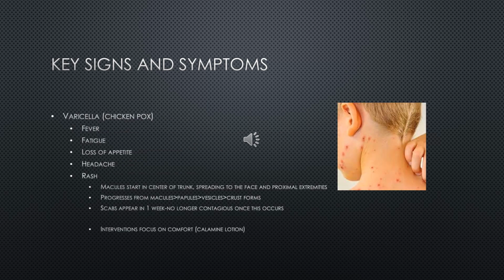Chickenpox, or varicella. Again, start with some of those viral symptoms: fever, fatigue, loss of appetite, and headache, and then we have the rash. Usually it starts in the center of the trunk, spreading to the face and proximal extremities. We'll often see it along the hairlines, like you notice in this kiddo, down where his hairline meets his neck. We'll also see it on the forehead, at the hairline there on the scalp. And then it progresses from macules to papules, to vesicles, so fluid-filled vesicles, and then a crust forms. The scabs appear in 1 week, and they are no longer contagious once those scabs appear and the crusts have formed.